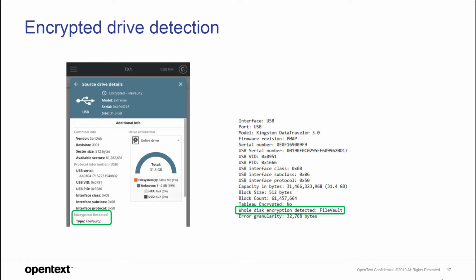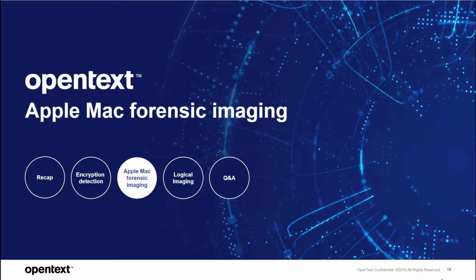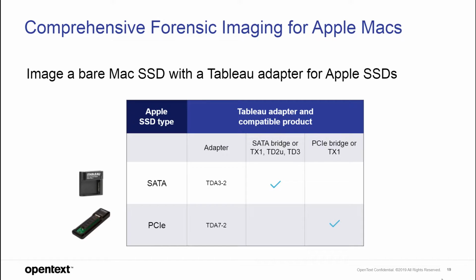So next, let's talk about Apple Mac forensics. There are two ways to do forensics on a Mac. You can remove the storage media and image it like any other IDE, SATA, or PCIe device, or you can connect to the Mac's media without removing it through the magic of target disk mode, or as the cool kids say, TDM.